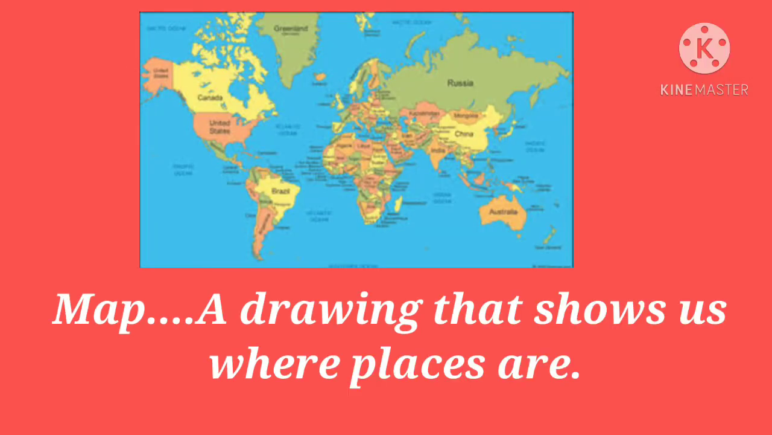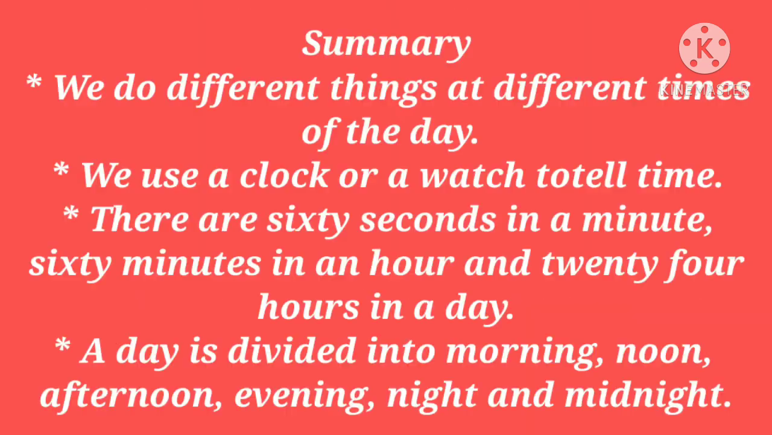A drawing that shows us where places such as buildings, roads, rivers, train or bus stations and so on are is called a map. We can use a map to find our way to a place using directions. On a map, the top part is north, the bottom is south, the right is east, and the left is west.